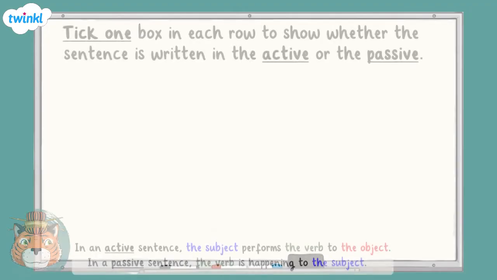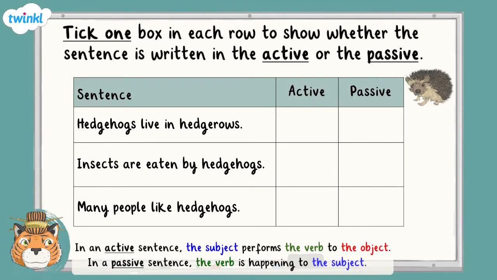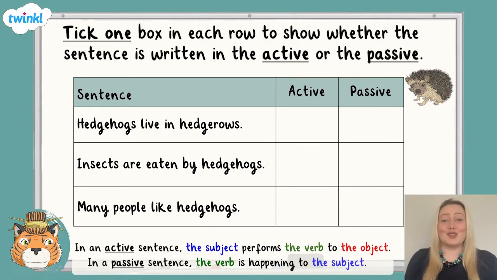For our next question, you're being asked to tick one box in each row to show whether each sentence is active or passive. Let's take a look at the sentences. Sentence 1 says, hedgehogs live in hedgerows. Sentence 2 says, insects are eaten by hedgehogs. Sentence 3 says, many people like hedgehogs. Pause the video now and press play when you have an answer.